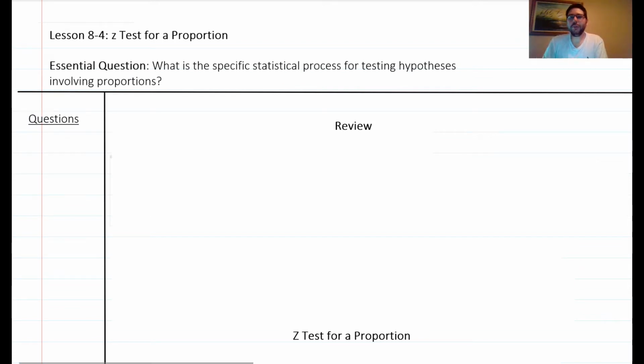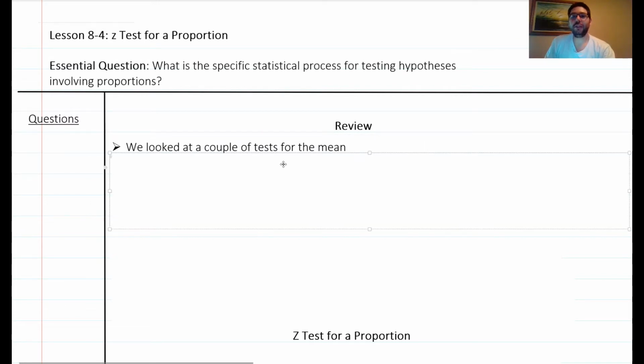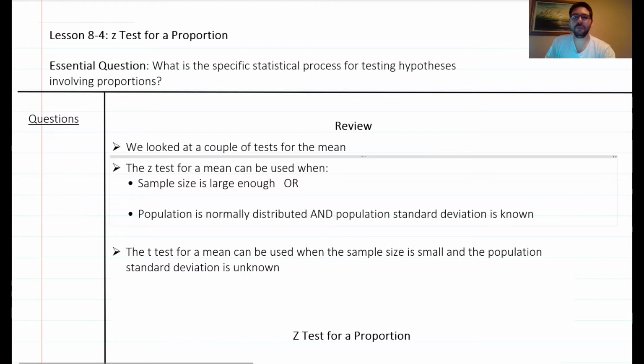Essentially, in the previous lessons, we talked about using z-tests and t-tests. We looked at a couple of tests for the mean, which was the z-test for the mean and the t-test for the mean. Now, the z-test for the mean, recall, could be used when the sample size is large enough or the population is normally distributed and sigma was known, the population standard deviation. If you knew either one of those things, then you can go ahead and proceed with the z-test for the mean. However, if your sample size was small and you did not know the population standard deviation, then you needed to use the t-test for the mean. And that's used when the sample size is small and sigma is unknown.